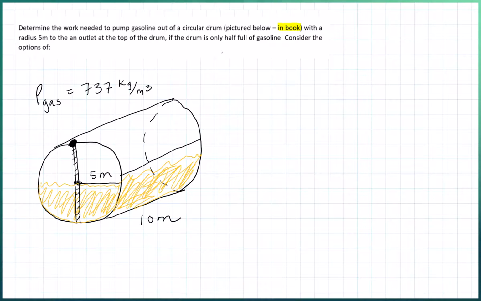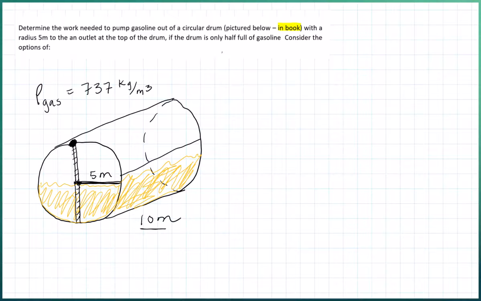And obviously the density of gas is a little different than the density of water. So if we're working with some other liquid, of course I would give you the density. So we know the density of water is 1,000 kilograms per meter cubed, but the density of this particular gas is 737 kilograms per meter cubed. And this is the image of the cylindrical drum. We've got a 10-meter length, and it's a cylindrical drum on its side with a radius of 5 meters.